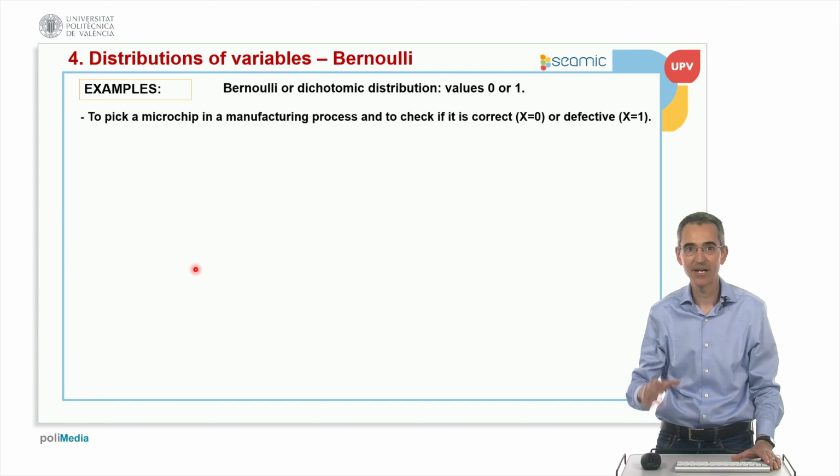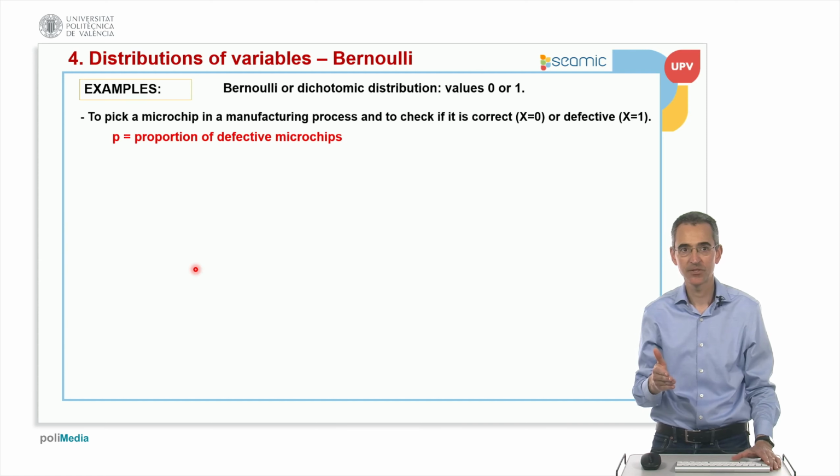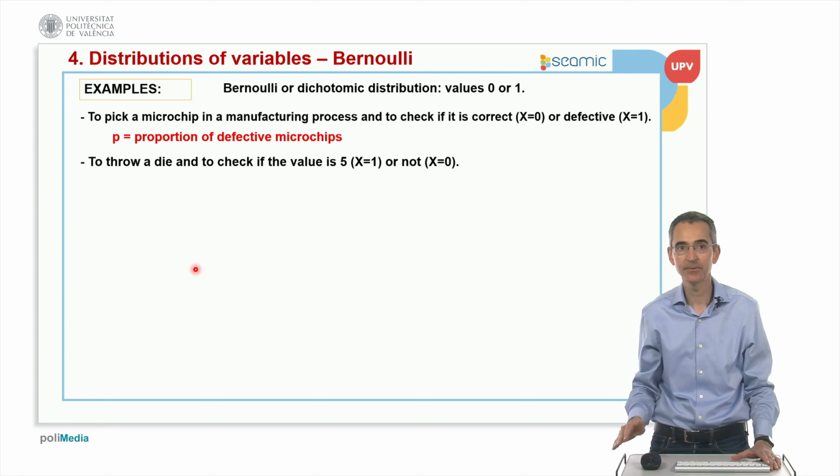Imagine that we pick a microchip in a manufacturing process and we check whether it is correct or defective. Imagine that we assign the value 0 when it is correct and the value 1 when it is defective. So that would be an example of a column of data being 0 and 1, and that is called a Bernoulli distribution. In this case, p is the proportion of defective microchips.